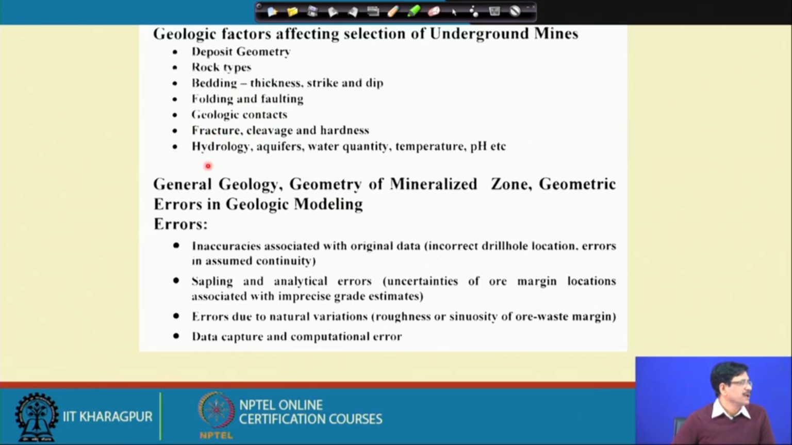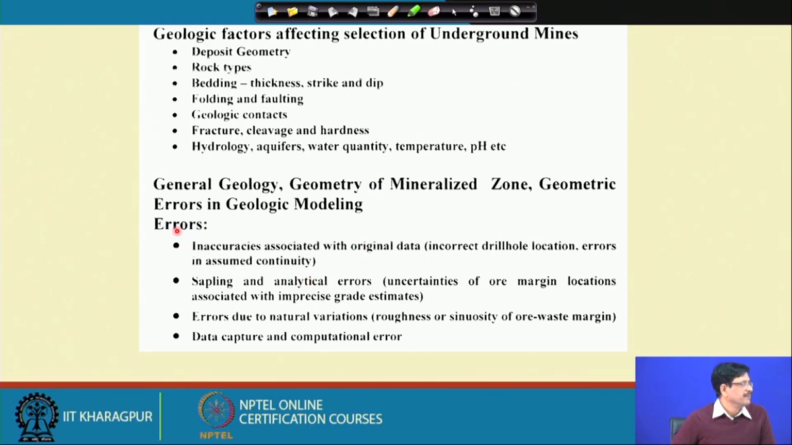Geologic contacts, and then hydrology, that is the water seepage problem. If the mine is deep enough, then it will invariably be crossing the water table, and it requires special measures for the drainage of the water from the mine. The chemistry of the water also becomes important for the healthy working environment in the mine, and such kinds of problems are more frequently encountered in coal mining, but metal mining also has such problems.